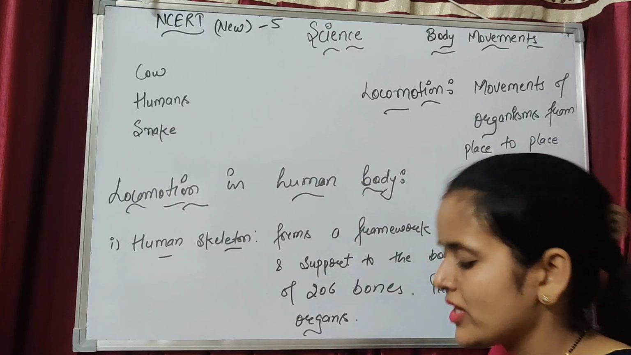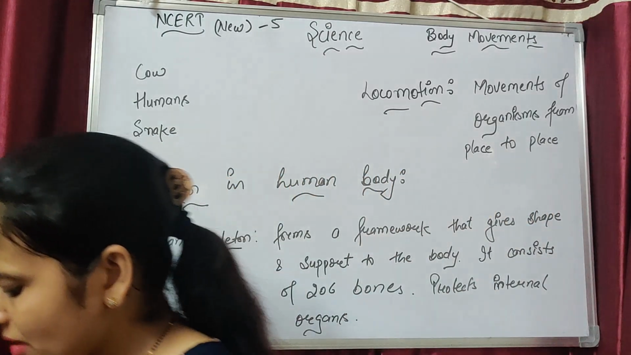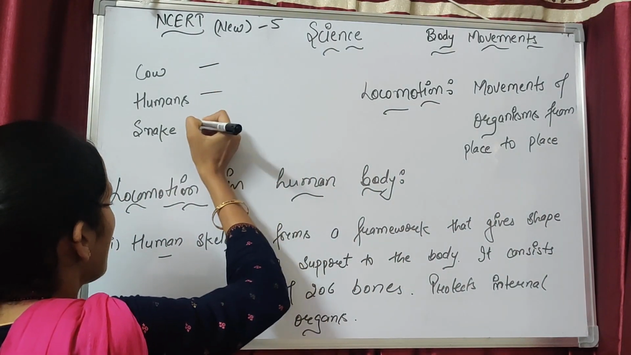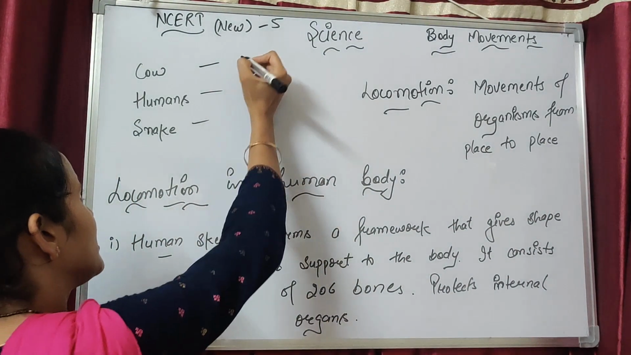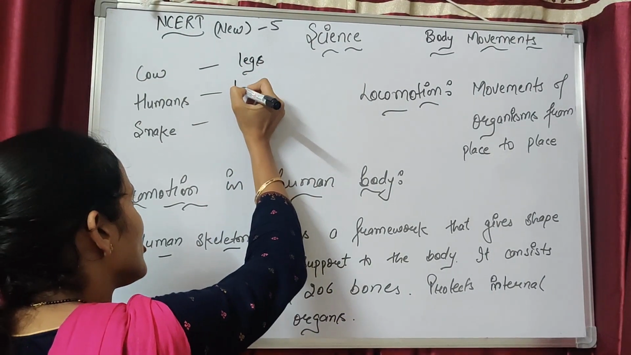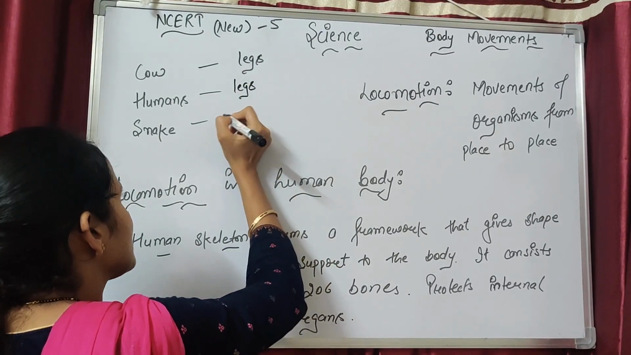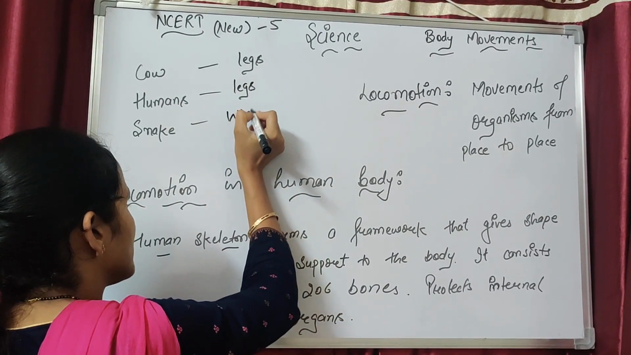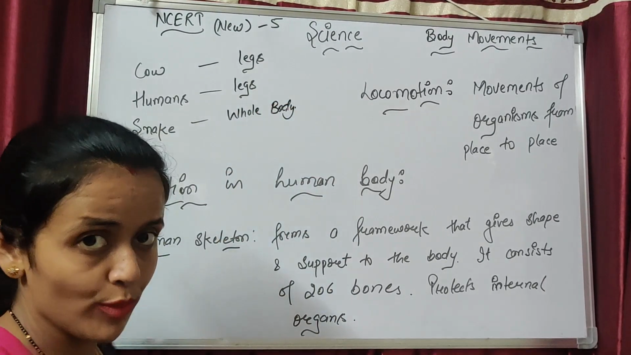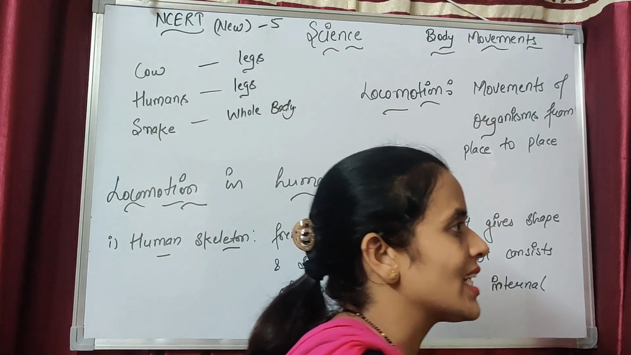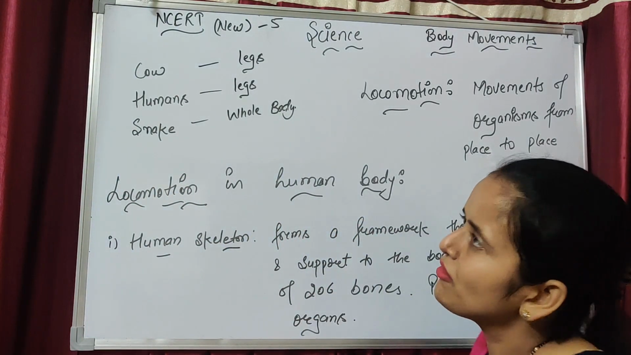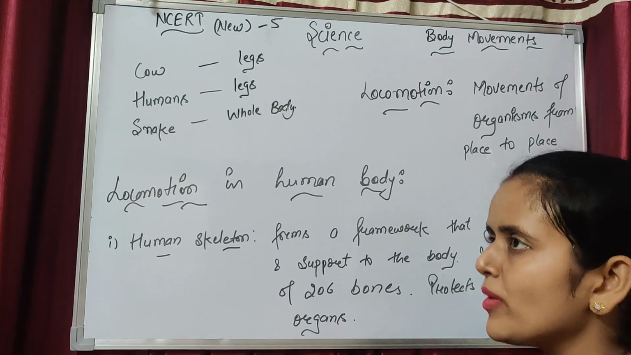So let's start. Firstly, give me some answers to my question. How does a cow move? How does a human move, and how does a snake? A cow moves with the help of its legs. A human also moves with the help of legs, and a snake with its whole body. Yes, a snake moves with its whole body. These are the differences between animals and humans: different animals move in different ways and make different movements of their body.